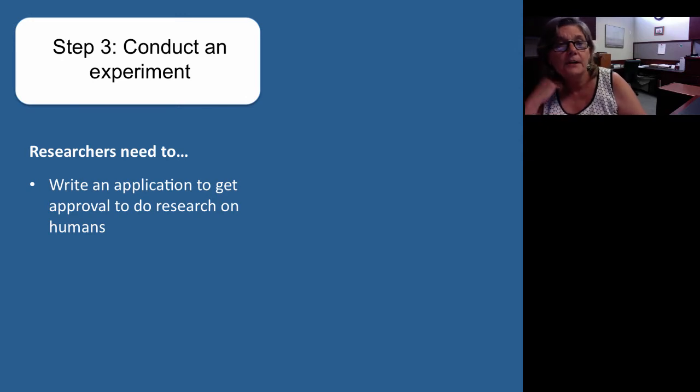The third step is to conduct an experiment. And there's a lot of work and many things that researchers need to do in this part of a research project. But one of the things that they need to do is to get approval from a review board that the research that they are going to carry out is safe, that the risks are not too great for the research to be done on humans.